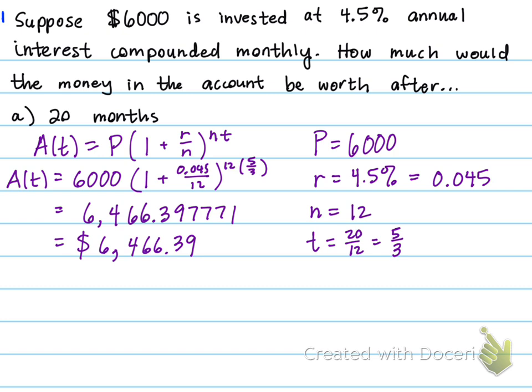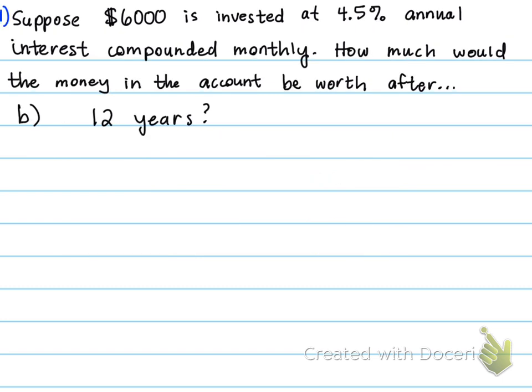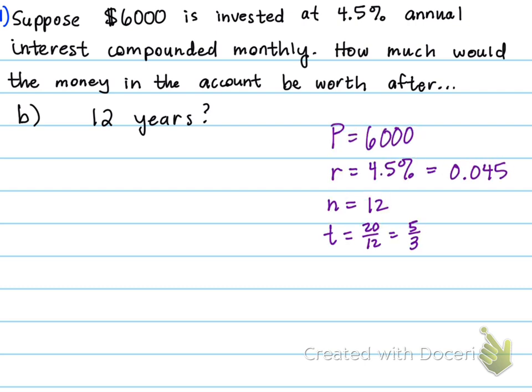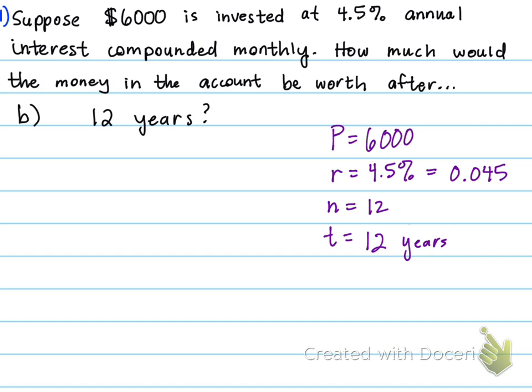We're going to do the same problem, so I'm going to copy my P, R, N, and T is just going to change. So suppose you still have $6,000, you're investing it at the same rate, still compounded monthly. But now instead of time being in terms of months, they said, well, now the time is 12 years. So we know that we're talking about 12 years.